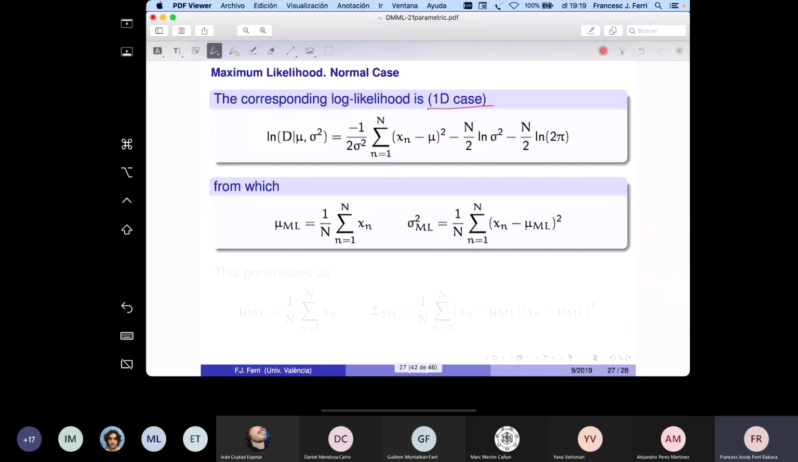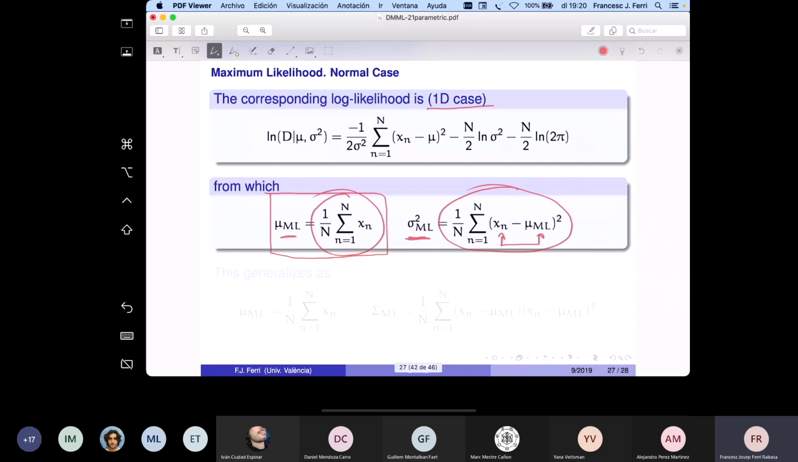well, this is for the one-dimensional case, which is easier. And we obtain that the mean has to be estimated like this, which is the usual way to compute the mean. And the variance has to be estimated like this, which is the usual way in which we estimate variances. Okay?